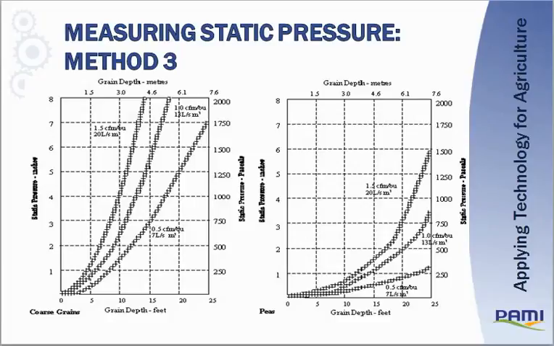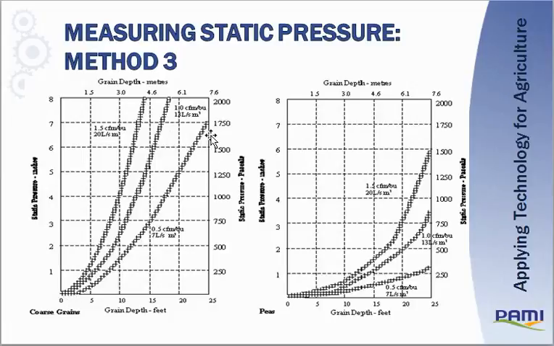So these charts were generated by the Ministry of Ag in Saskatchewan quite a few years ago. So they are somewhat limited to the grain depth that it actually goes up to. The highest grain depth that you can look at on these charts is up to 25 feet. So grain depth is on this bottom axis over here, and static pressure in inches is up this axis. Each of these charts has 3 lines on it, and each of these lines represent airflow rate.